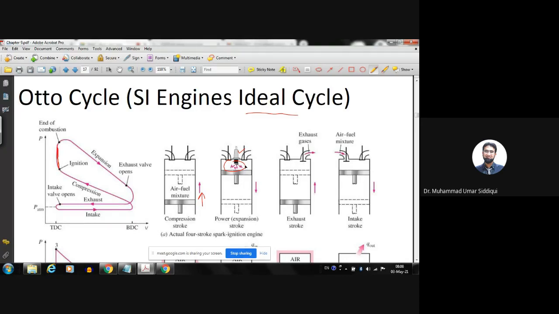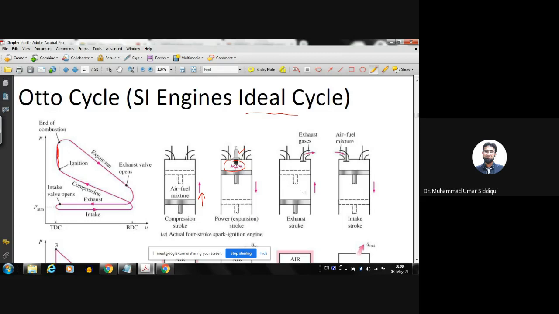And so heat is being added. Then in the third stage, we have the expansion stroke, or you can say the power stroke. Obviously, the piston is going to move down after the heat has been added, and that is the expansion that takes place.